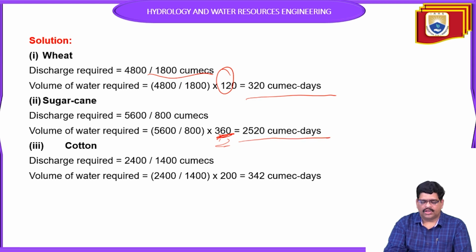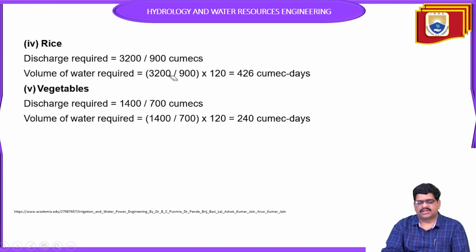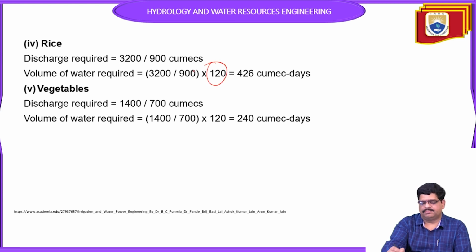Next, cotton. The discharge required is 2,400 divided by 1,400 cumecs. The volume of water required is 2,400 divided by 1,400 into 200, which is equal to 342 cumec-days. Next, rice. The discharge required is 3,600 divided by 900. The volume of water required is 3,200 divided by 800 into the base period of 120 days, which is equal to 424 cumec-days.